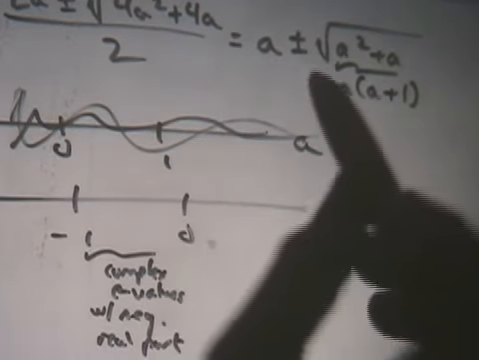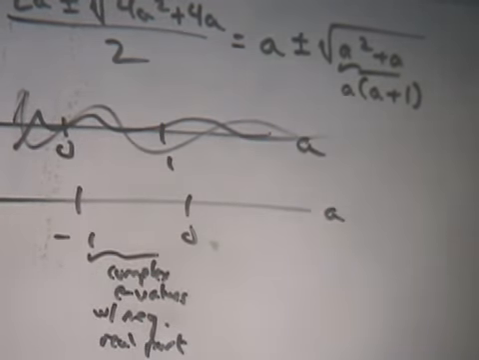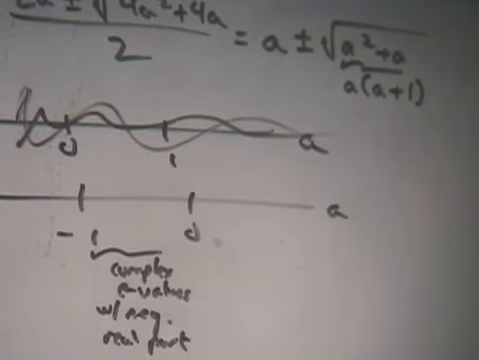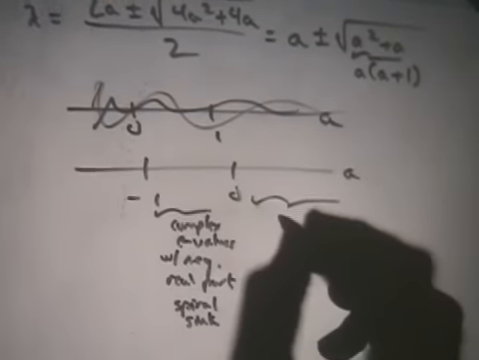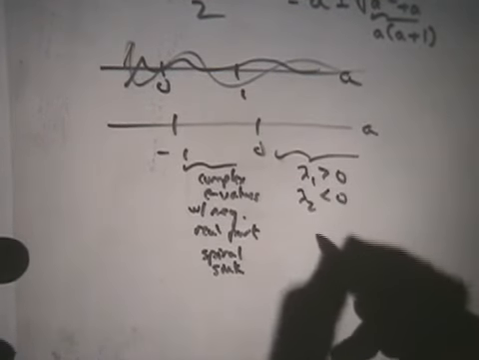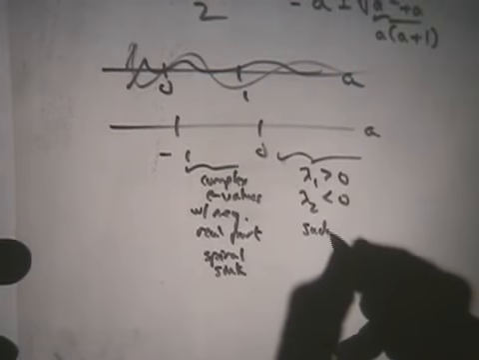So, A minus that square root will be negative. Think about that a bit. You're going to get one positive real eigenvalue and one negative real eigenvalue. I'll just write it quickly like this. Lambda 1 will be positive, lambda 2 will be negative. You'll get a saddle point at the origin.